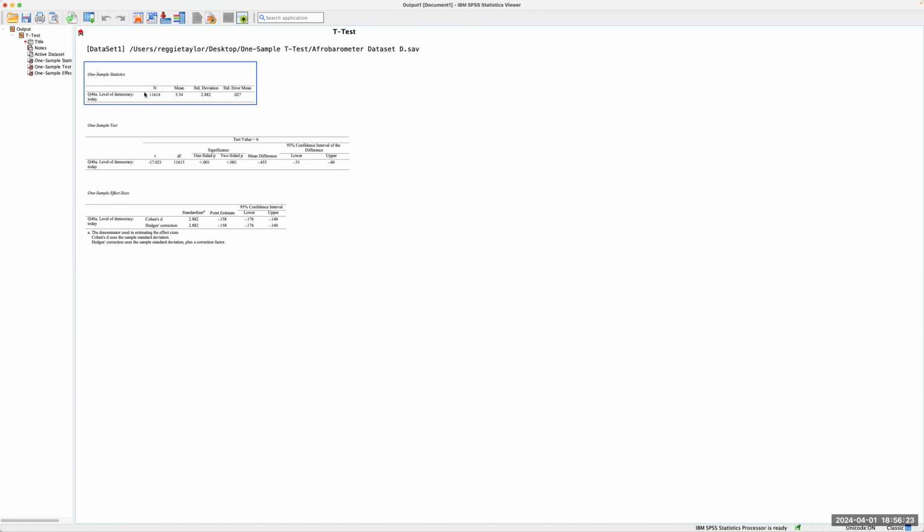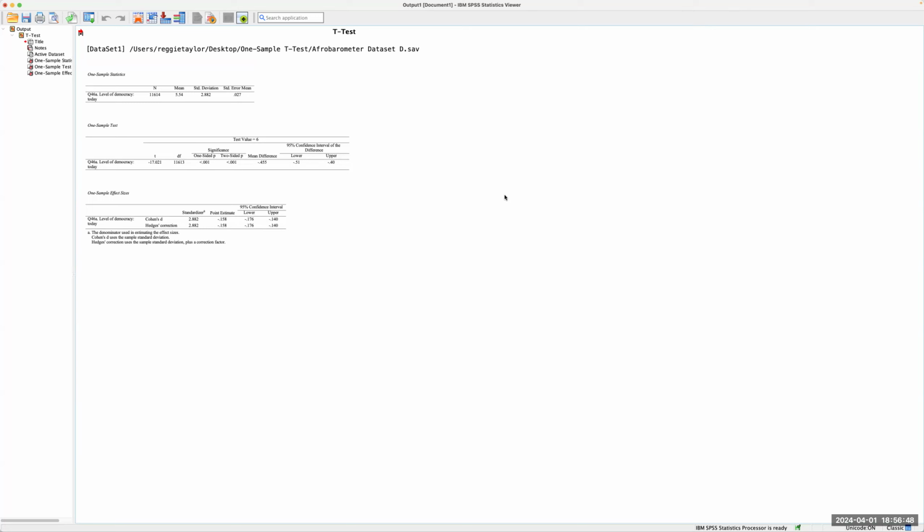Does everybody see that? The sample was 11,614, and the average score was 5.54. Does everybody see that? Does it make sense now? Have we lowered anxiety just a little bit? And we kind of understand now what we're trying to do.